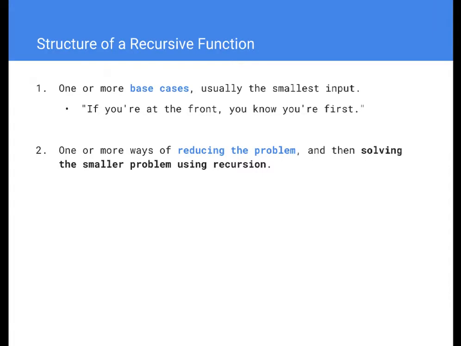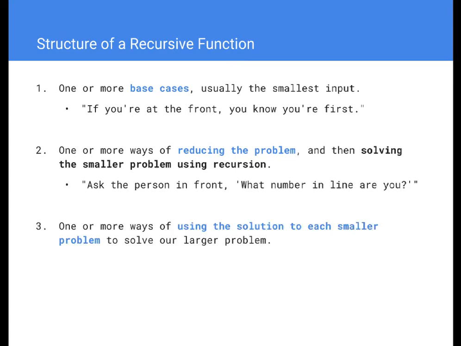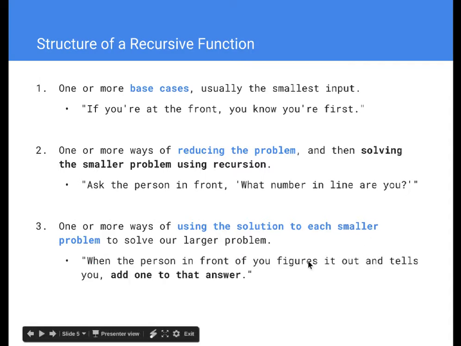And then you have 1 or more ways of reducing the problem, solving some kind of smaller problem using a recursive call. So this is where I ask the person in front of me, what number in line are you? And the third part is one or more ways of solving the original problem using the answer from the smaller problem. So when the person in front of me figures it out, when they answer this question, what number in line are you? Essentially, when that countup returns back to me, I add 1 to that answer, or in the example of countup, I print n. So I just do some additional work to essentially do my part, right?